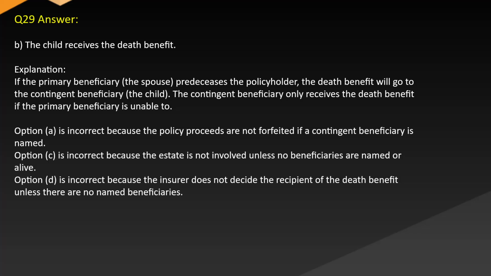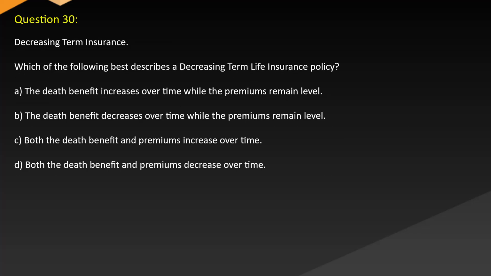Question 30. Decreasing term insurance. Which of the following best describes a decreasing term life insurance policy? A. The death benefit increases over time while the premiums remain level. B. The death benefit decreases over time while the premiums remain level. C. Both the death benefit and premiums increase over time. D. Both the death benefit and premiums decrease over time.